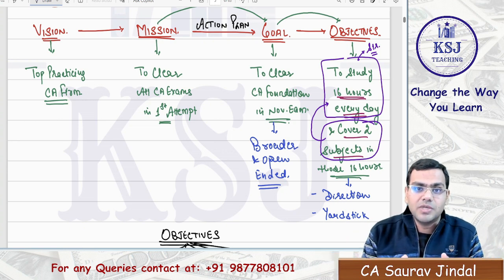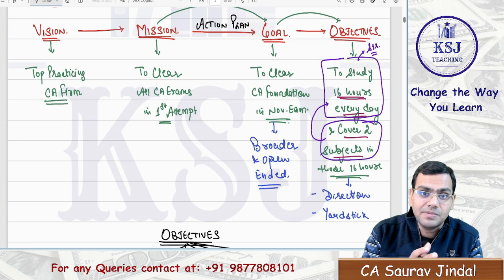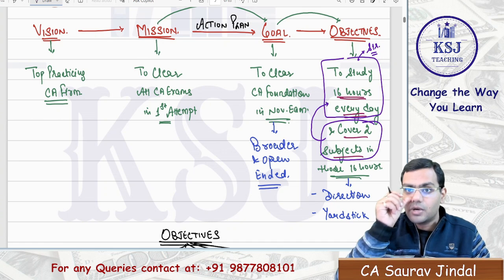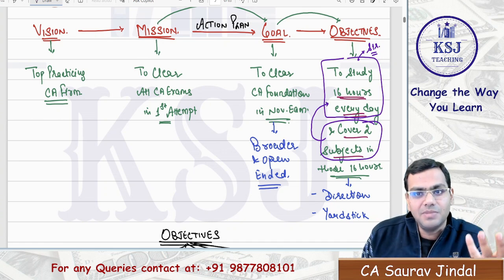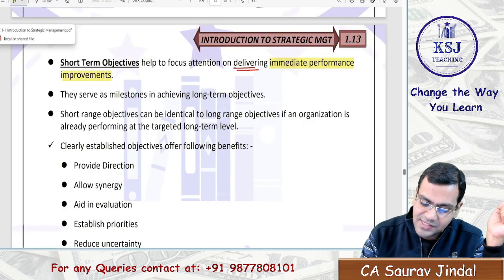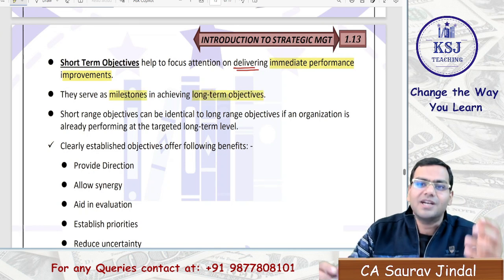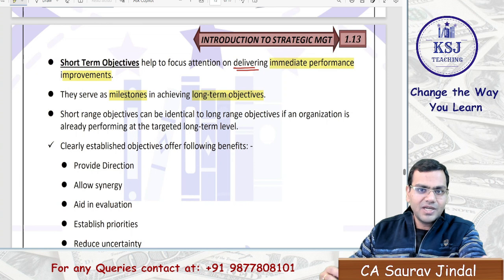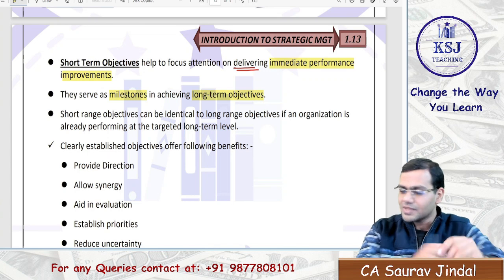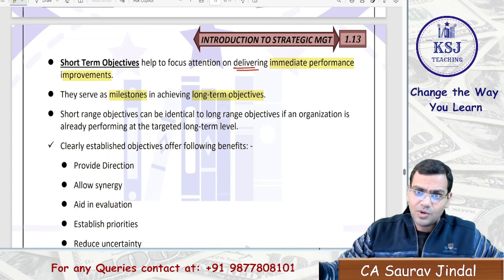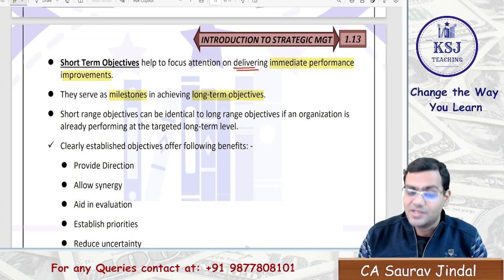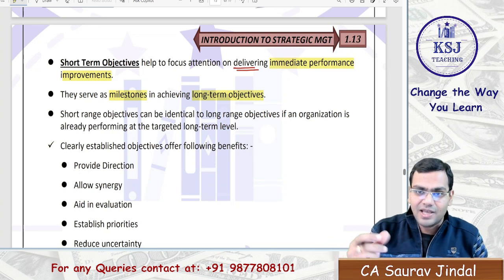Right? So short-term objectives are what? These are the baby steps which lead you to the long-term objectives. Simple. Remember this. Short-term objectives are the baby steps that lead you to the long-term objectives. Remember this line. They serve as the milestones in achieving the long-term objectives. You can write it down in your books if you want to, because these are the things you will remember for a longer period of time. That is why I'm taking up these lines in between.